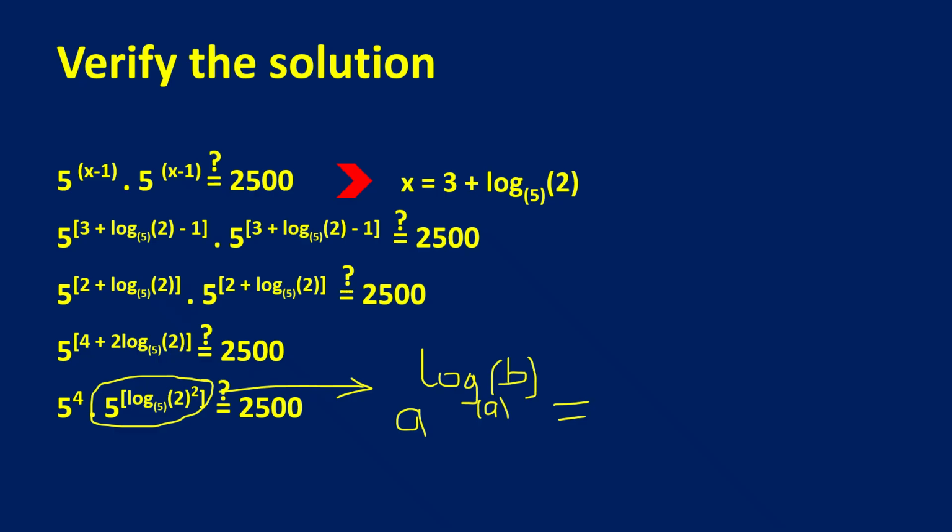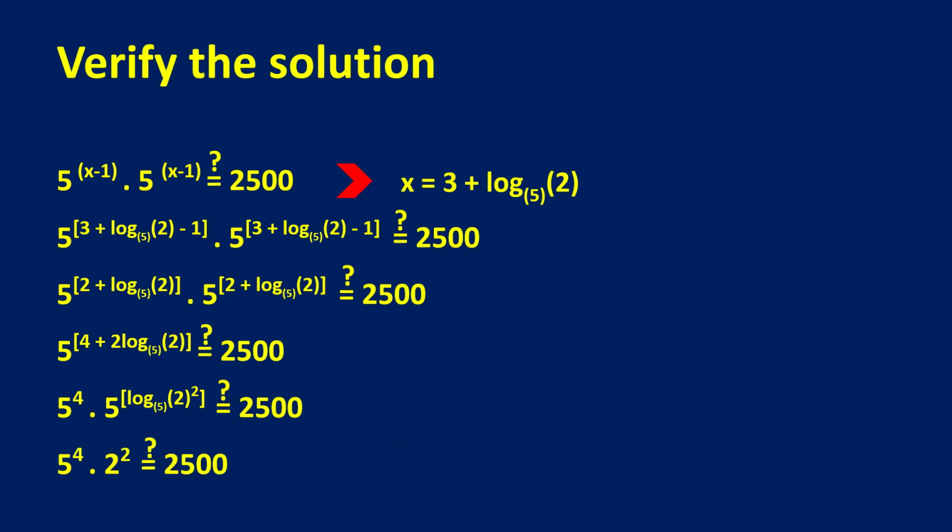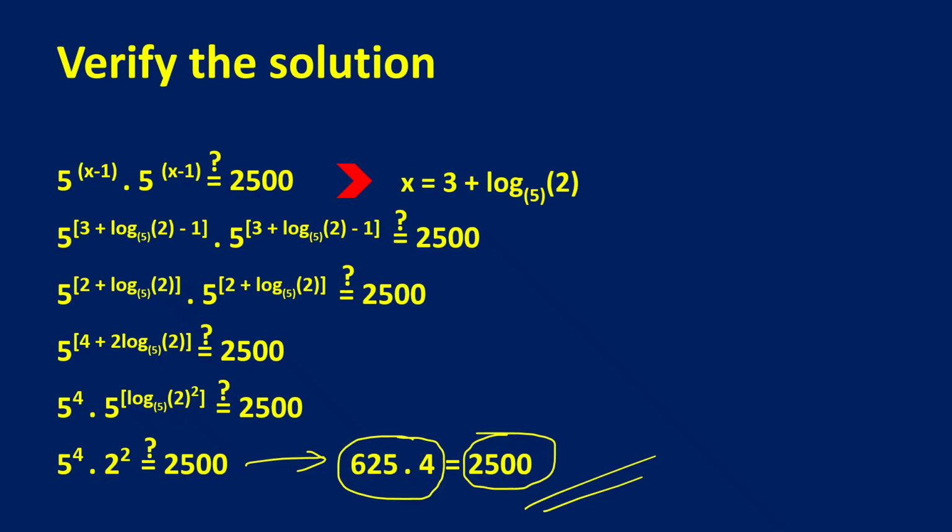Now we can rewrite the exponents of the second term of the left-hand side of the equation. And we have this form of a to the power of log with base a of b, which is equal to b. And now the left-hand side of the equation has become 5 to the power of 4 times 2 to the power of 2, which is the same as 625 times 4, which is equal to 2500. There you go guys, we have verified the solution to the equation.